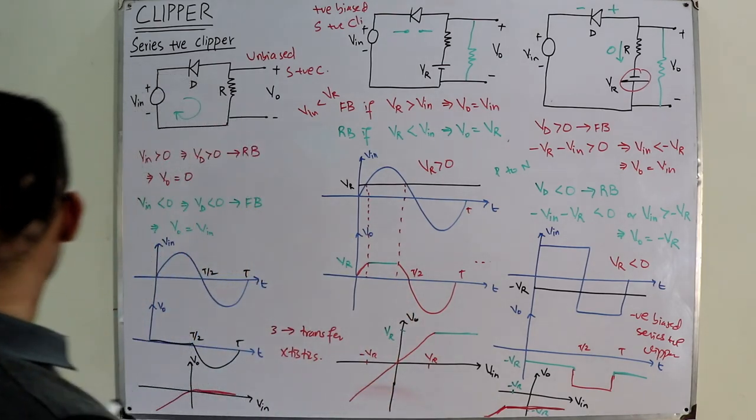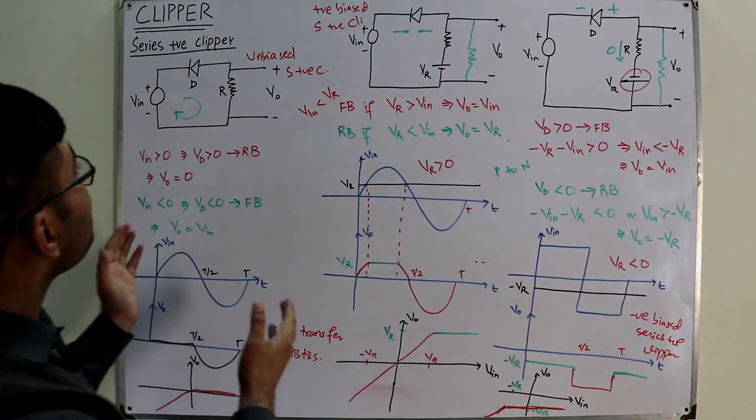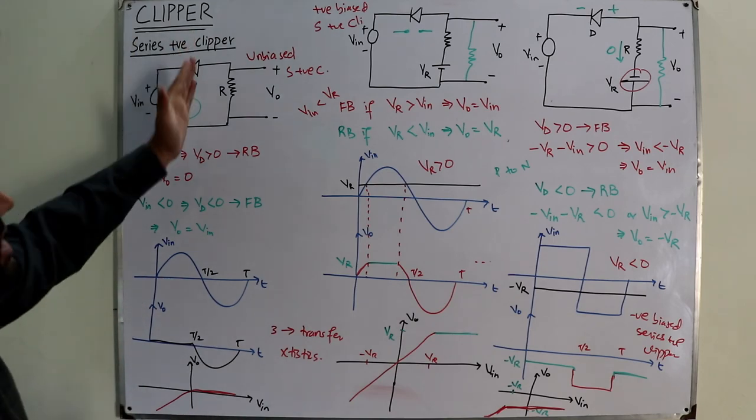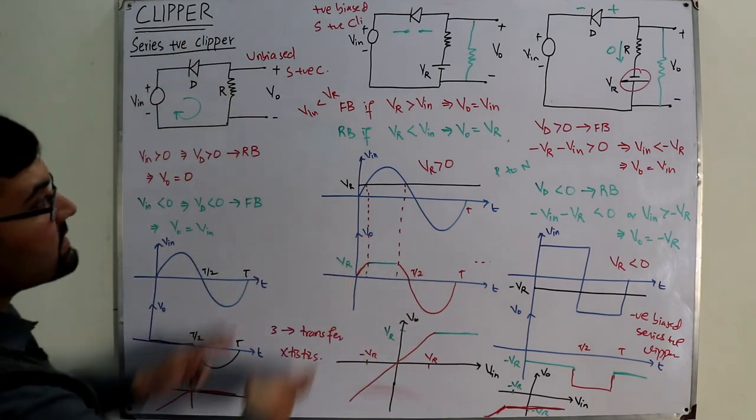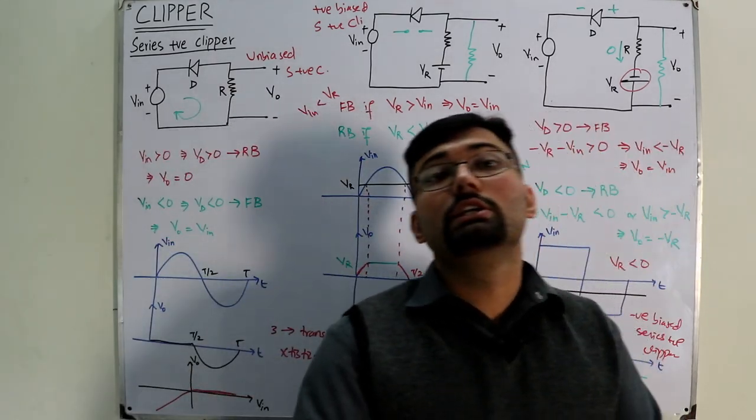So that is it about the series clippers. We saw the series negative clipper in the previous video. Today we saw the series positive clipper, the three cases: unbiased, positive biased, negative biased. So that is all about the series clippers.